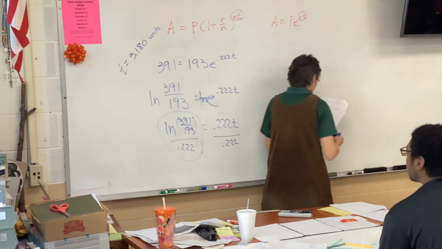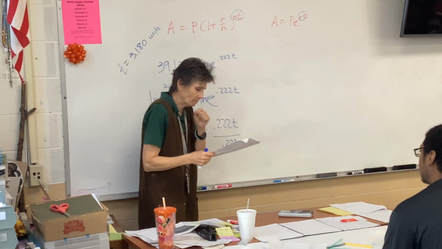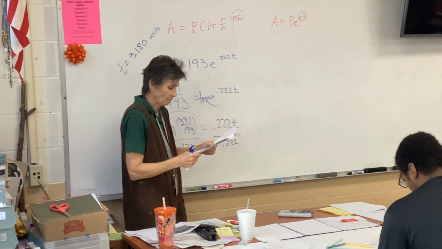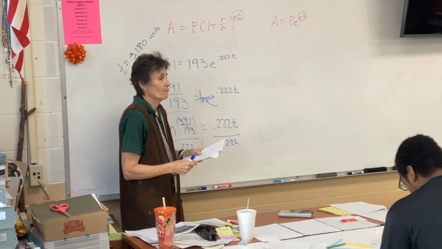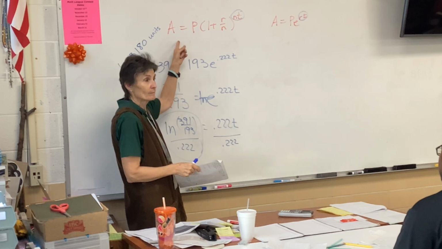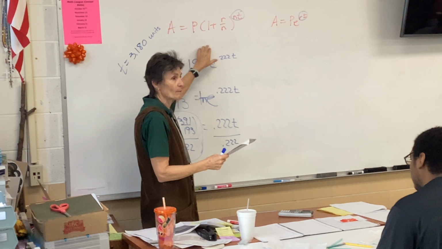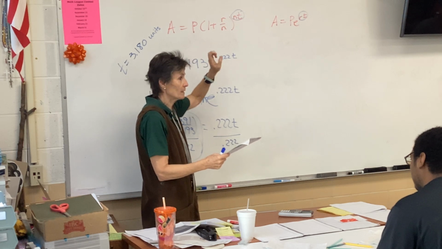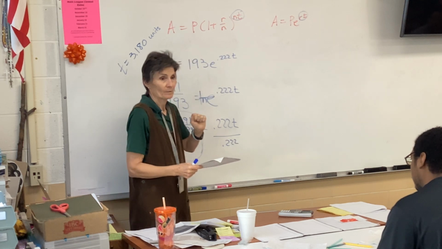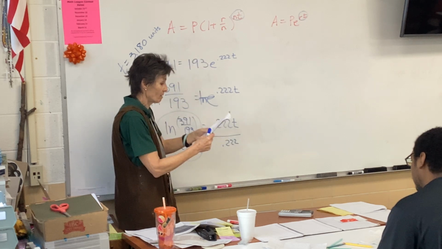Number 7. Pick a formula. This one. How do I know? What's the word that signals me? Interest. Compounded monthly. Right? Compounded monthly. That's this formula.